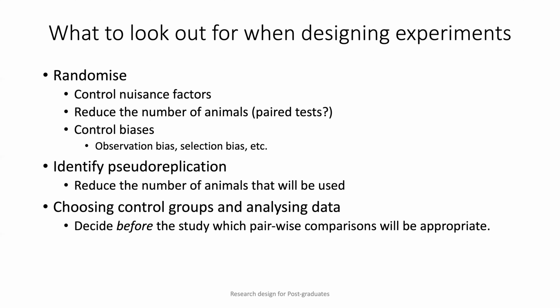So the next thing that we must look at is what do we do when we design experiments? And my summary at this point is that we have to randomize, that we identify pseudo replication, which I talked about, and that we make sure that we choose our controls and then analyze our data correctly, and that we decide before a study sometimes, depending on how it's appropriate, which pairwise comparisons we will be able to make.